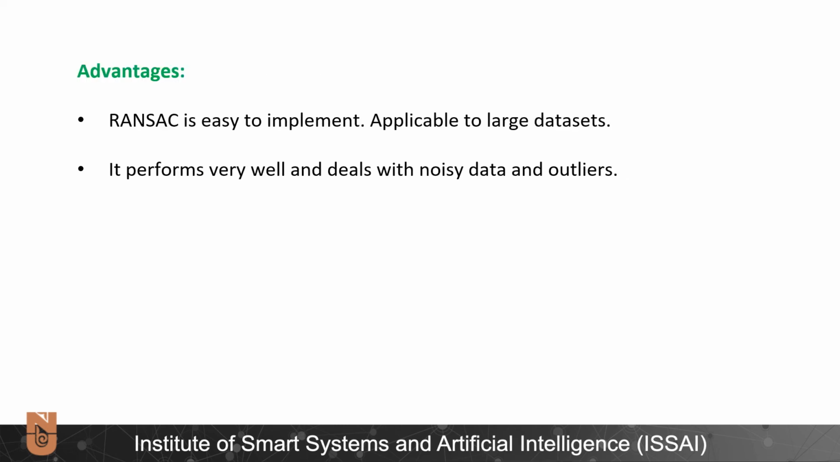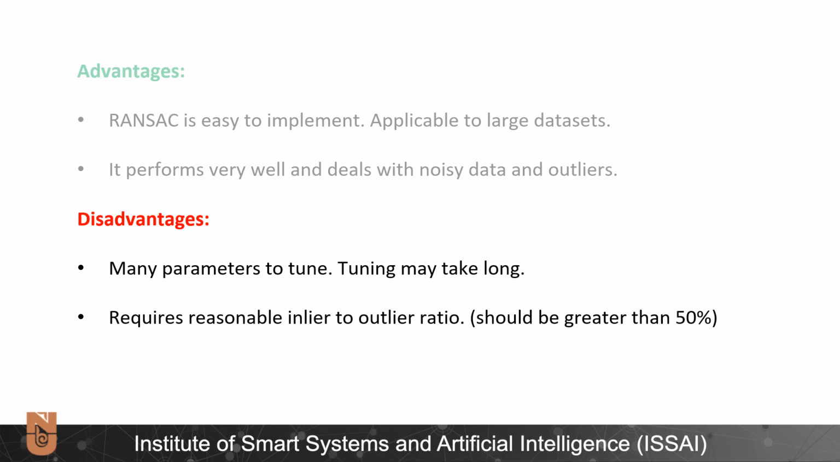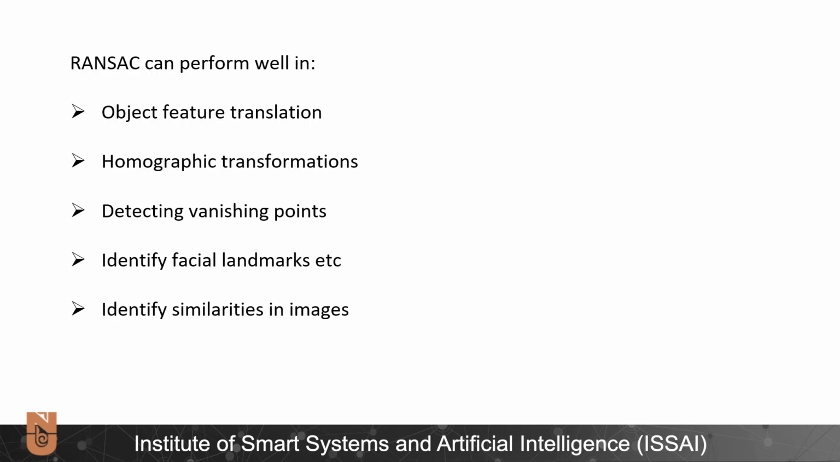There are several advantages of RANSAC. It is easy to implement and applicable to large datasets. And RANSAC performs very well and deals with noisy data and outliers. There are also some disadvantages, such as many parameters to tune, and tuning may take long. And also, RANSAC requires a reasonable inlier to outlier ratio, usually greater than 50%. RANSAC can perform well in object feature translation, homographic transformations, detecting vanishing points, identifying facial landmarks, and identifying similarities in images, etc.